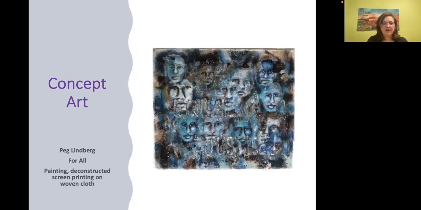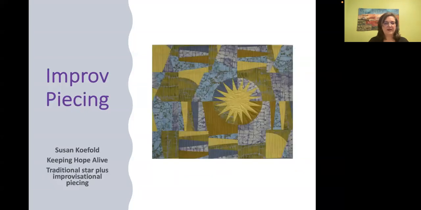All right. In the definition, I talked about taking a concept and pushing that. In this case, Peg Lindbergh, her piece titled For All, used painting and deconstructed screen printing on woven cloth. And she does a lot of drawing. Her work is amazing. There's a lot of detail that doesn't quite show up in here, but it's fascinating.